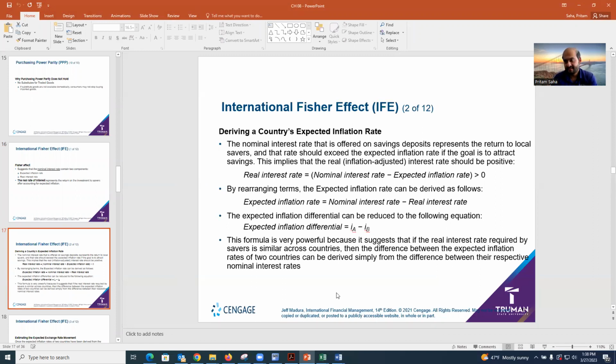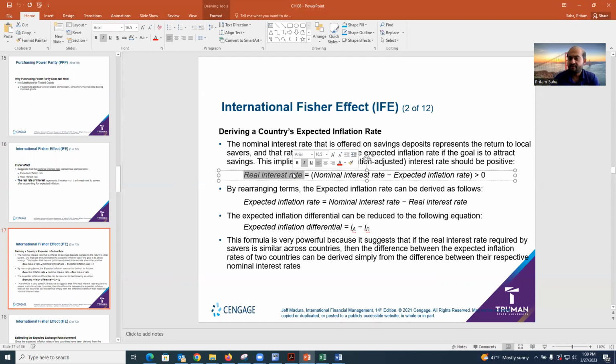Now, one of the key things you have to be careful about: in the economy, it is assumed that the real interest rate should be positive. It could be 0.1, 0.2, a very, very small amount, but it should be positive because you should always be compensated for deferring consumption. In that case, if expected inflation is positive, the nominal interest rate is a function of the positive real rate plus the expected inflation.